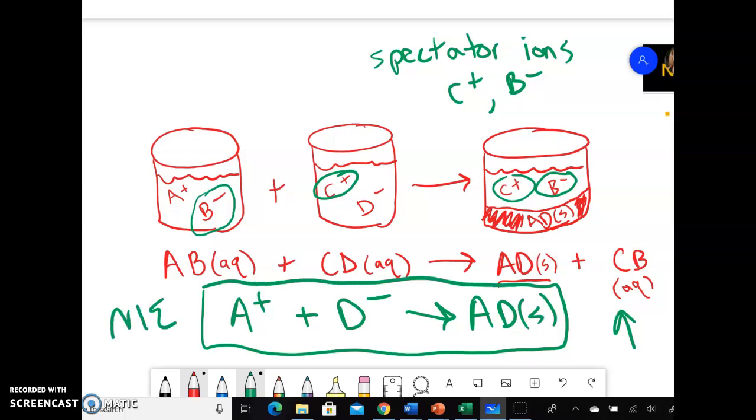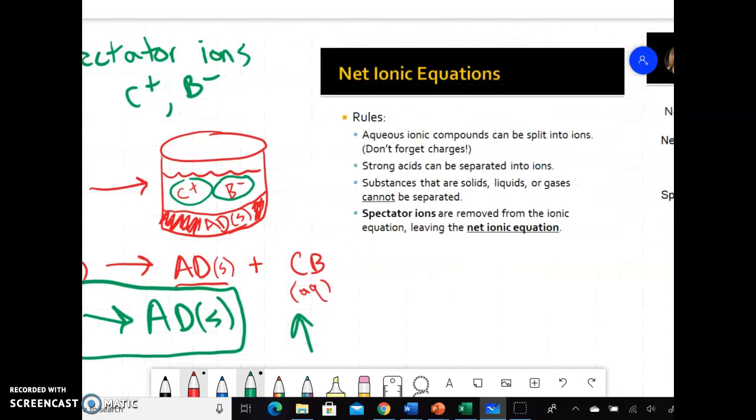Net because we've taken out the spectator ions, ionic because notice that you have ions that are coming together to make a solid, and it's just part of the reaction. So that's just kind of the general idea of what's going on. Now let's go ahead and talk through it.